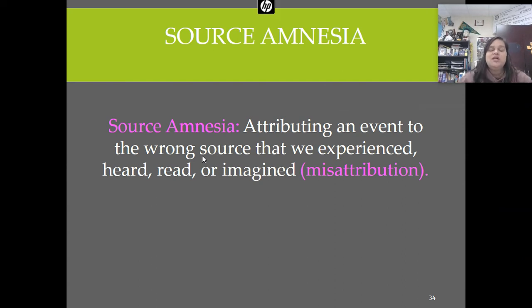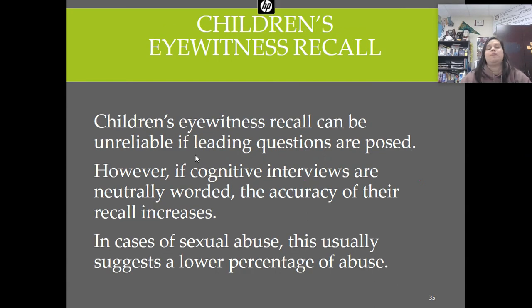Source amnesia is when we can't remember where the information came from. We talked about source monitoring, trying to monitor where the information came from. Well, when you can't remember, it's source amnesia. We sometimes also call this misattribution, that we attribute or we blame the information for coming from a different source.